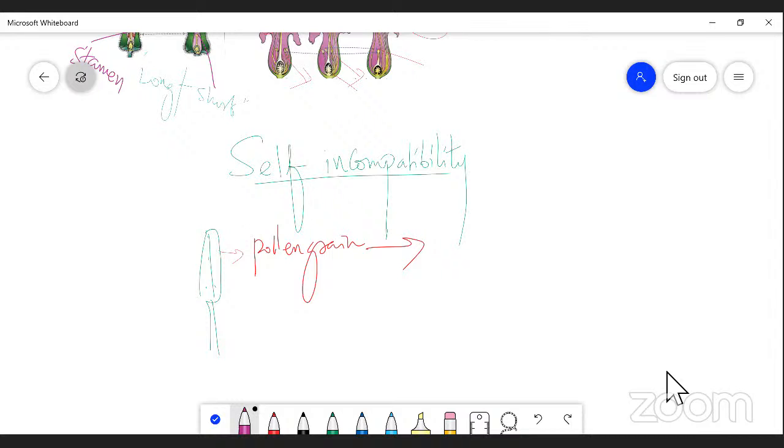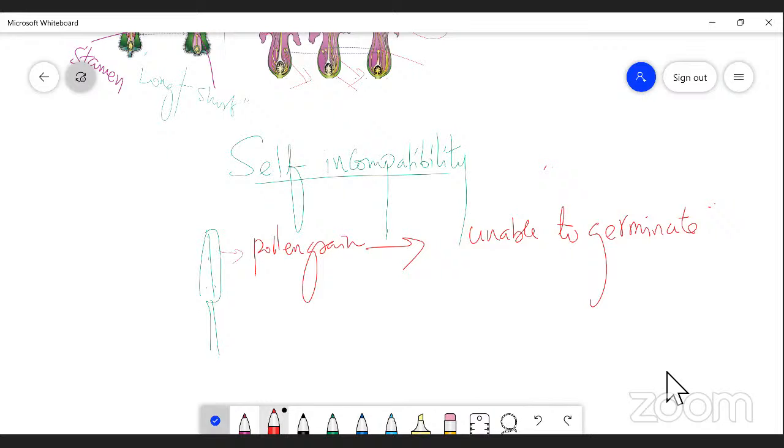Simply, after the deposition of pollen grains on the stigmatic region, they never germinate or are unable to germinate. That is called self-sterility. The pollen grains are developed in the anther lobe, but they are unable to germinate. That means there is no pollen tube formation, hence it is unable to release the male gamete to meet the female gamete. So there is no fertilization taking place further.